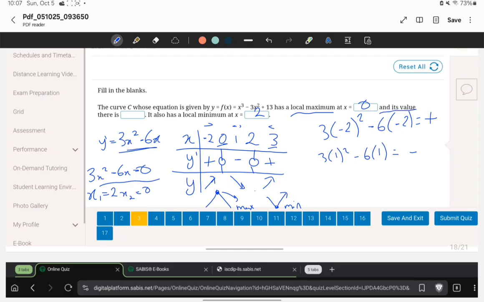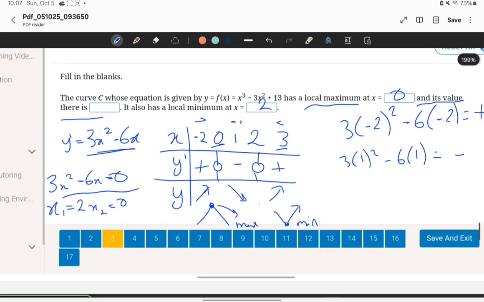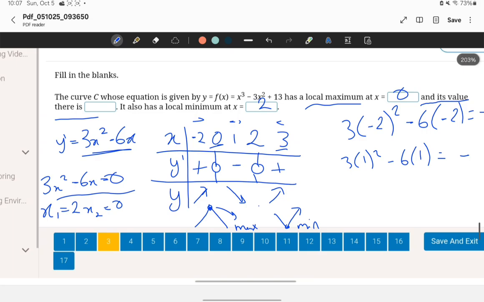Now when they're asking for its value there, they just mean that they want y at x is 0. So you take this 0 and substitute it into our original equation to get y. In the end you get 13.